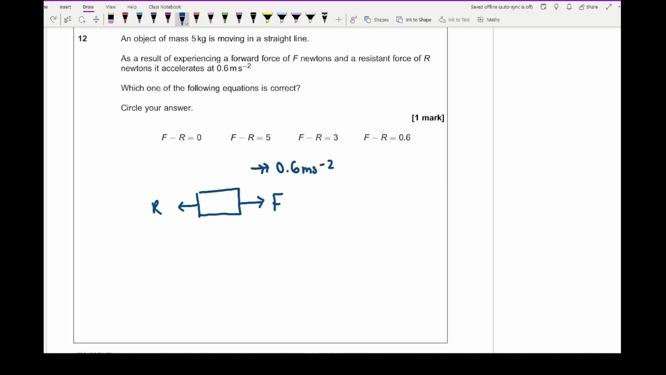If we were to use F equals ma for this question, our overall F, or resultant F, is going to be our forward force minus any backwards forces, is equal to the mass times acceleration. 5 times 0.6 is equal to 3. So now we need to find our answer. F minus R equals 3.